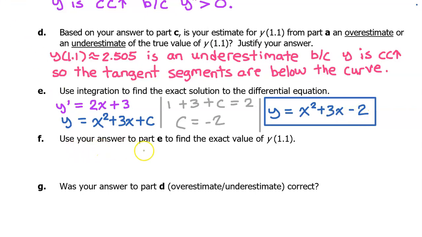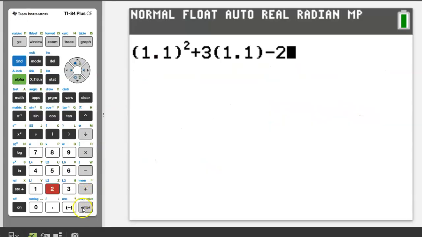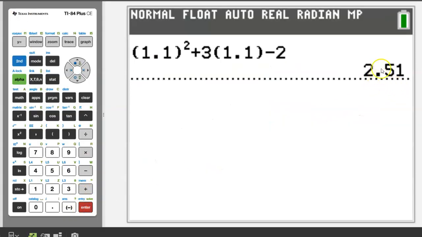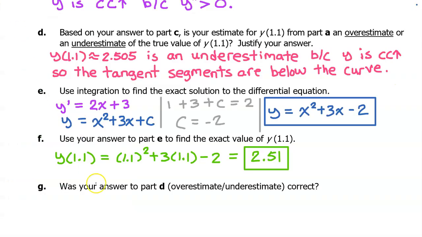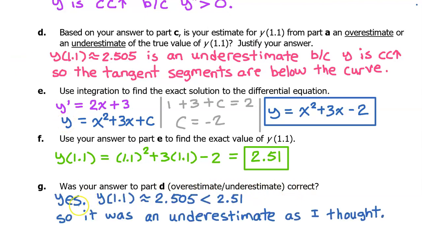Part F. Use your answer to Part E to find the exact value of y at 1.1. Y at 1.1 equals 1.1 squared plus 3 times 1.1 minus 2. So the exact value is 2.51. Part G. Was your answer to Part D, overestimate versus underestimate, correct? Yes. Y at 1.1 is approximately equal to 2.505 is a little bit less than 2.51. So it was an underestimate, just like we thought.